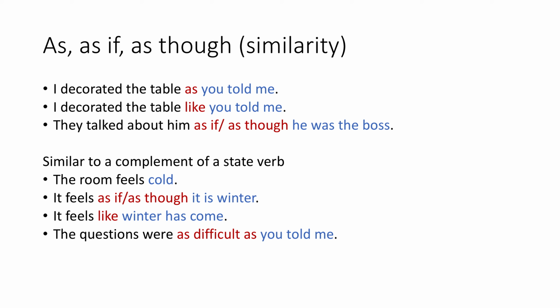You already have seen the use of as for comparison, like Sarah is as tall as Amanda, for example. You can use the same structure as a subordinate conjunction right before a dependent adverbial clause. Here, the questions were as difficult as you told me. And if you want to use it in negative structure, the questions were not so difficult as you told me, you have to change the first as into so.